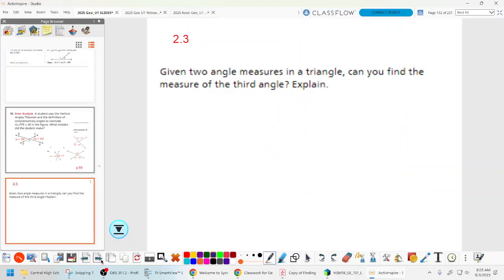Last relationship for this test. If we know two angles in a triangle, can we get the third? That's what this is asking. In other words, do we have a set number of degrees in any triangle? You guys, anybody heard of that before?